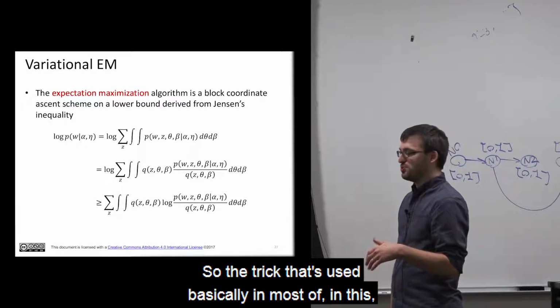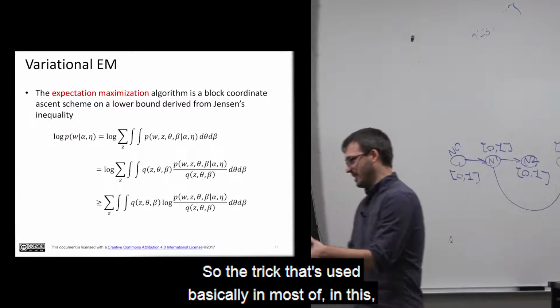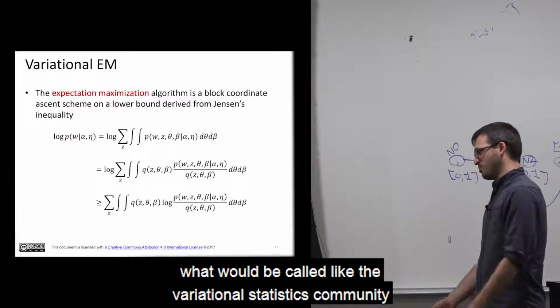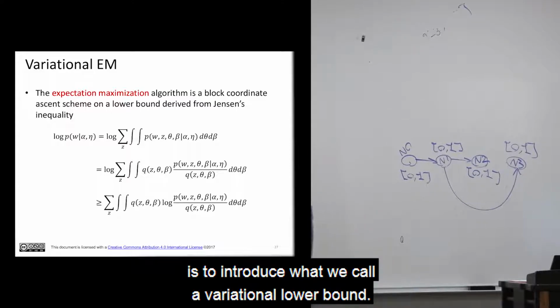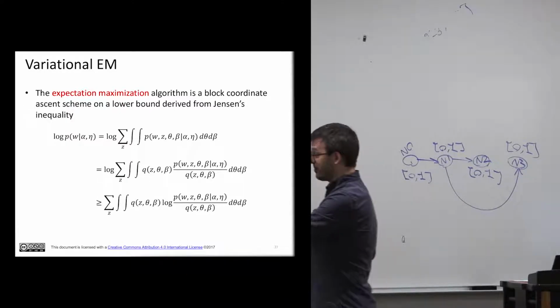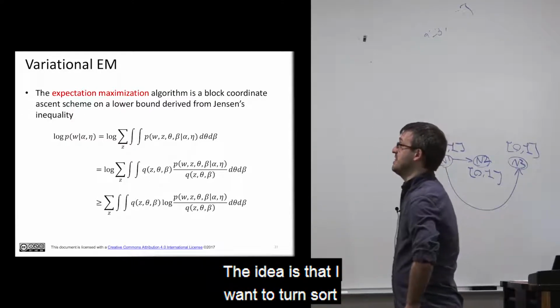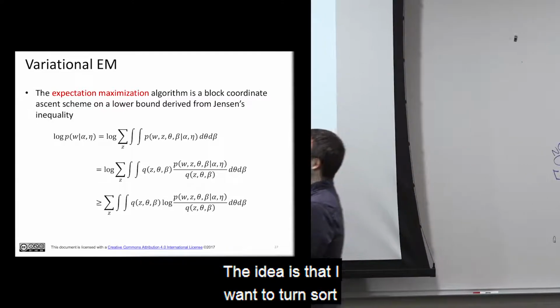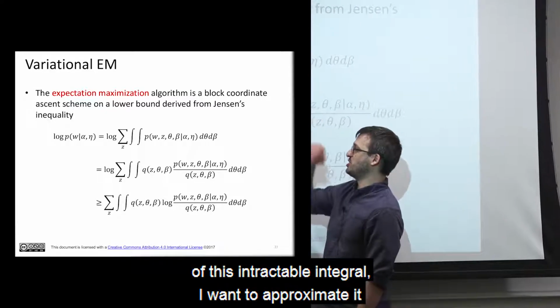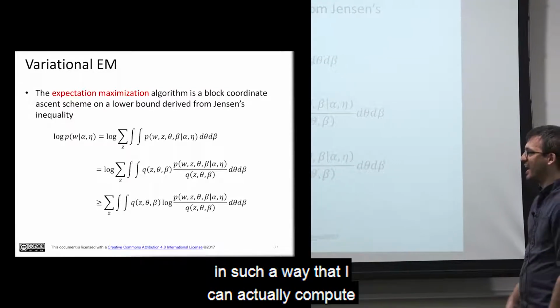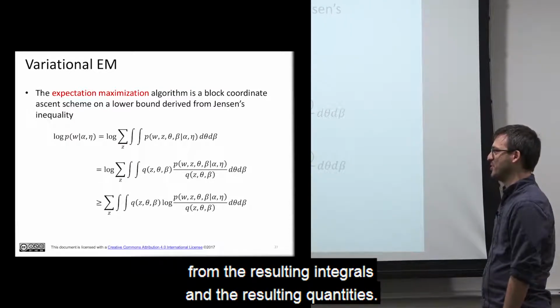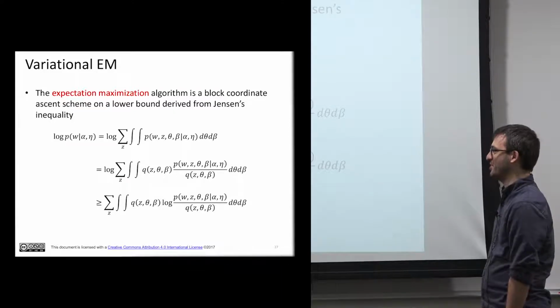So the trick that's used in most of what would be called the variational statistics community is to introduce what we call a variational lower bound. It's a cute little trick. The idea is that I want to turn this intractable integral into something I want to approximate in such a way that I can actually compute some of the resulting integrals and the resulting quantities.